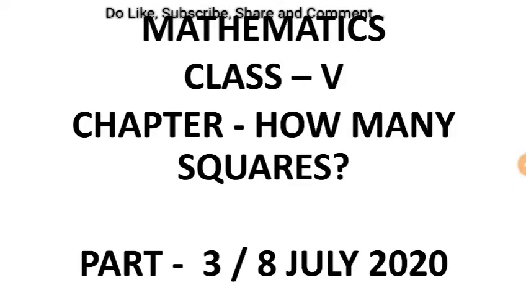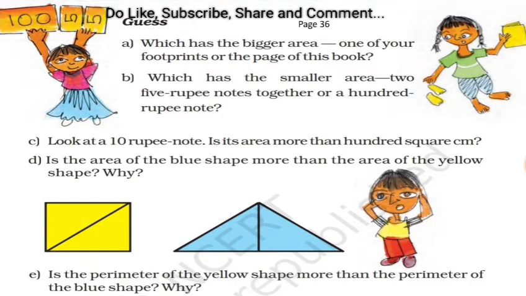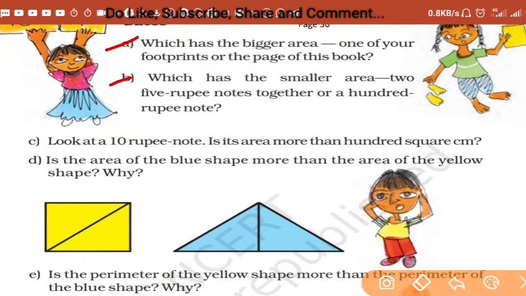So here we have to go to page number 36. You will see there our topic, Guess. It's very interesting. You have to just compare areas and perimeter of different shapes. So let's start this. We have questions A, B, C, D, and E, and now we'll solve them one by one.